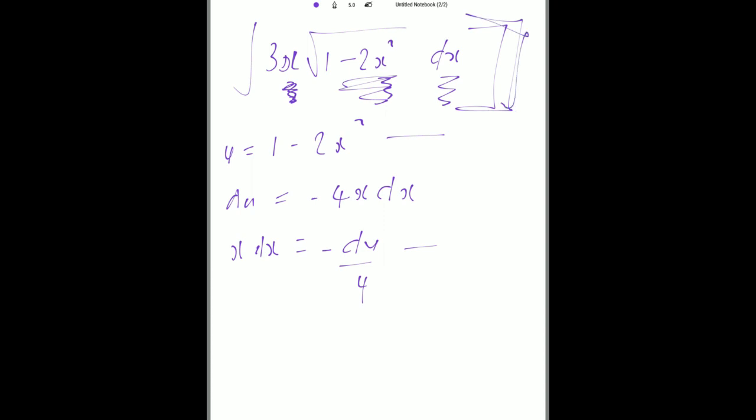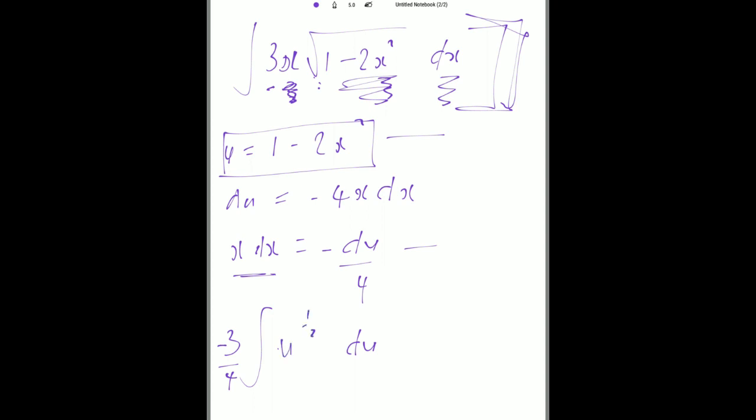So what do we get? We get 3 times the integral, because we factored out this 3. The integral of what? x dx would be equal to negative du over 4. So we're going to factor out that too, put our du. And we're integrating the square root of what? 1 minus 2x squared. But what is 1 minus 2x squared? It is equal to u. So it's the square root of u, which is u to the half.